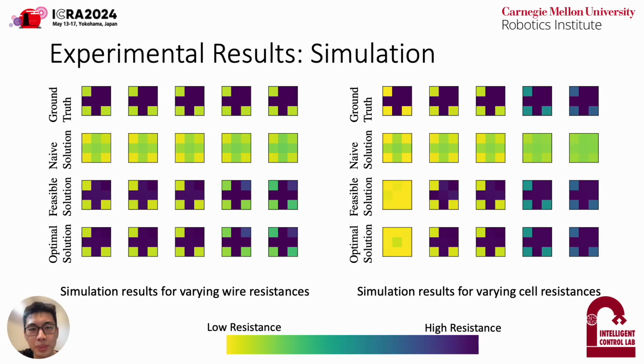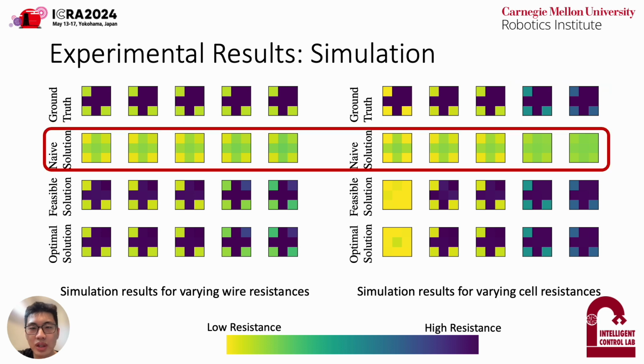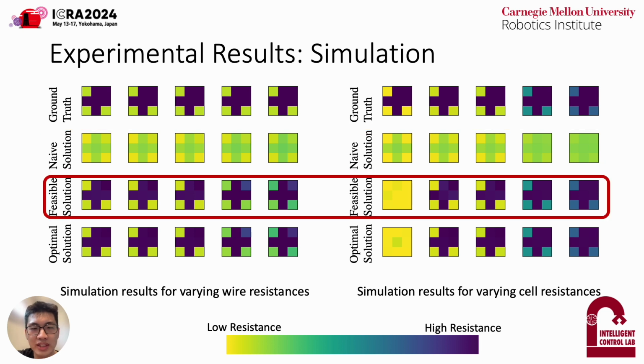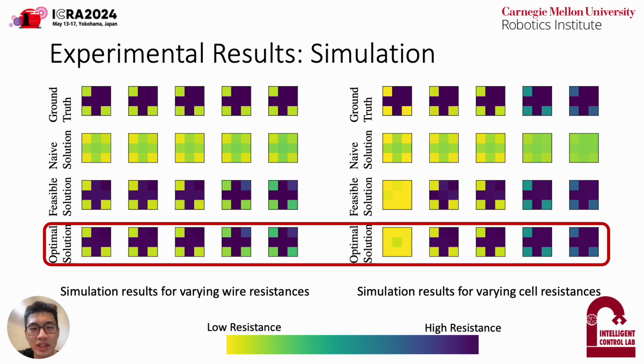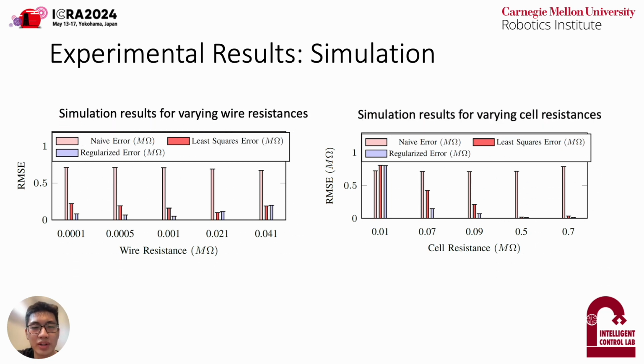We conducted two experiments in simulation that vary wire resistances and cell resistances. Compared to the ground truth, the naive approach, which ignores wire resistances, shows widespread ghosting effect. The feasible solutions eliminate most of the ghosting phenomenon, and the optimal solution achieves even better results through regularization. The results show that our algorithm effectively reduces the sensing error across a wide range of wire and cell resistances.